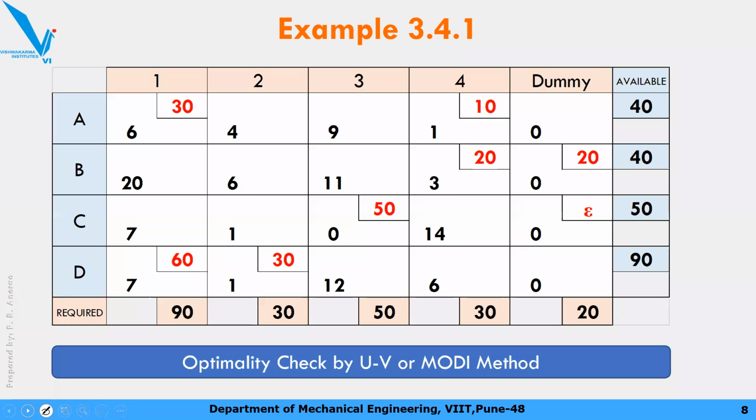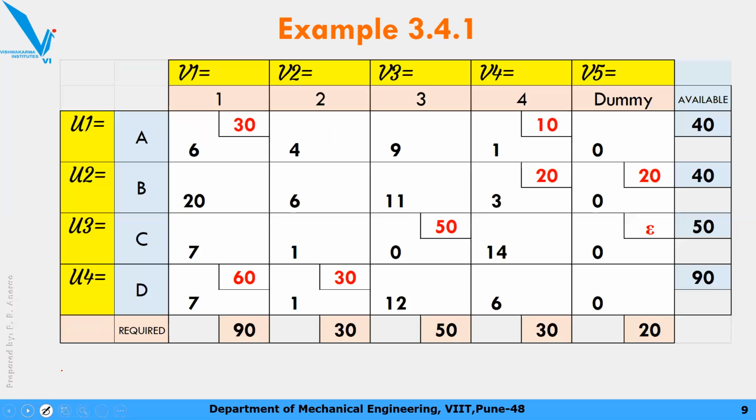Let's go for optimality check by using the UV method or modified distribution method. Quickly I will cover the method. So again we will prepare the same table, but now along with various values of u1, u2, u3, u4. Then v1, each column के लिए एक v लगा दो, v1, v2, v3, v4 and v5. So that's why it is called the UV method.